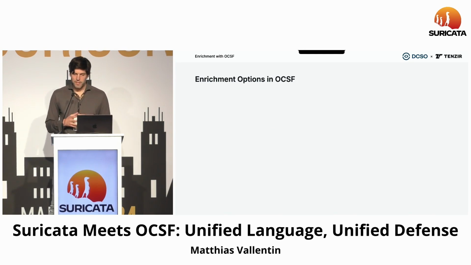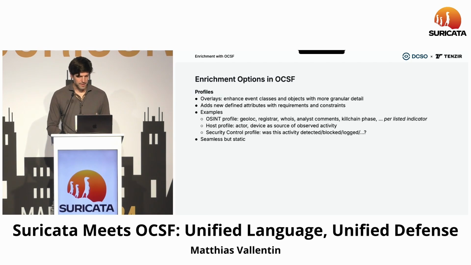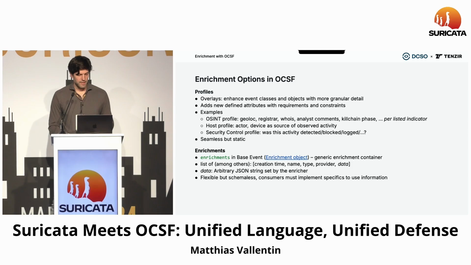OCSF is intended for SecOps, so it has also thought about this concept of enrichment. And in enrichment, there are a couple of ways to do this. On the one hand, you can add overlays, profiles. These profiles go into every event class. I'm not going to go into the details. It's a static way to enhance, augment an existing event. Then there is an enrichments array in the base event class, and that one is just an array of, well, creation time, name, type, probability.